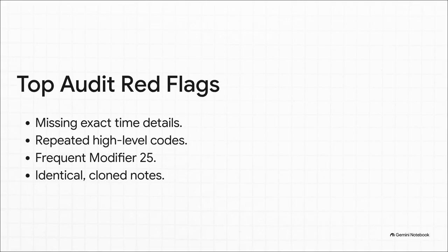Now, for telephone E&M specifically, if your provider fails to document the exact total medical discussion time, your claim is going to fail an audit instantly. You absolutely cannot just write "spoke to patient on phone." You need something like "spent 15 minutes in medical discussion regarding medication side effects." Other massive triggers: identical, cloned notes across multiple patients, or repeatedly billing high-level E&M codes like 99214 or 99215 with poorly justified modifier 25s. Your documentation has to tell the unique, specific story of that patient encounter.